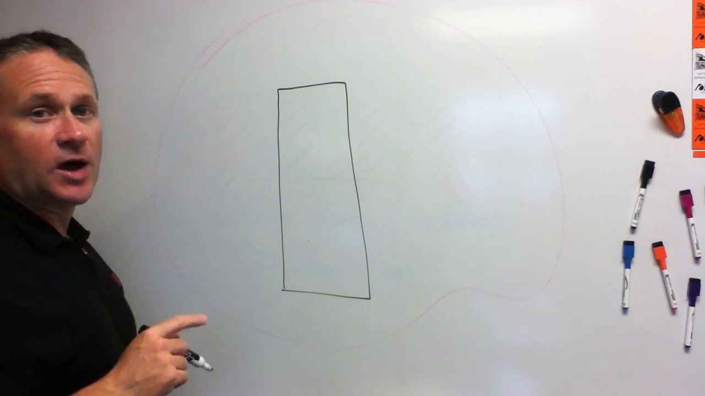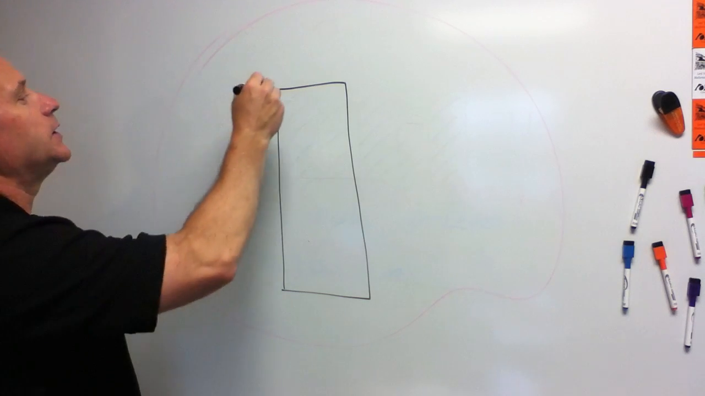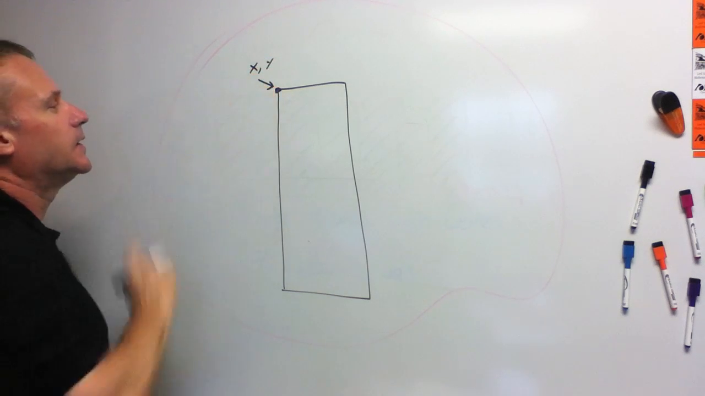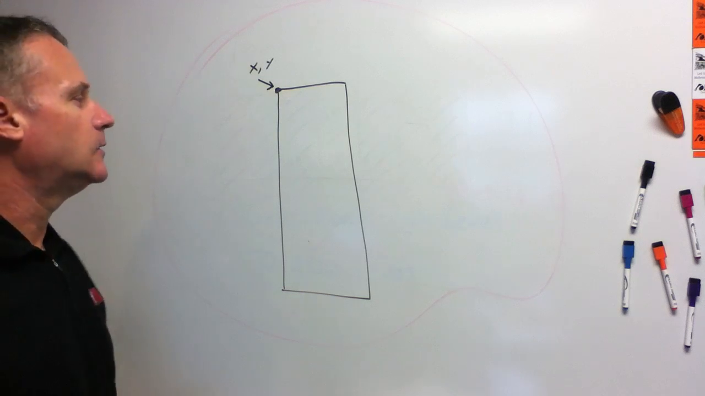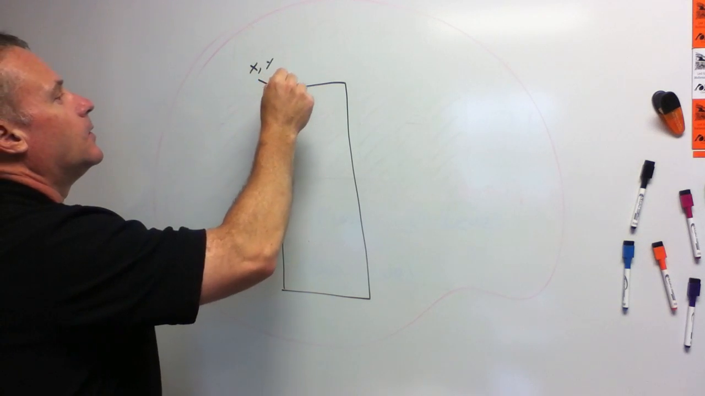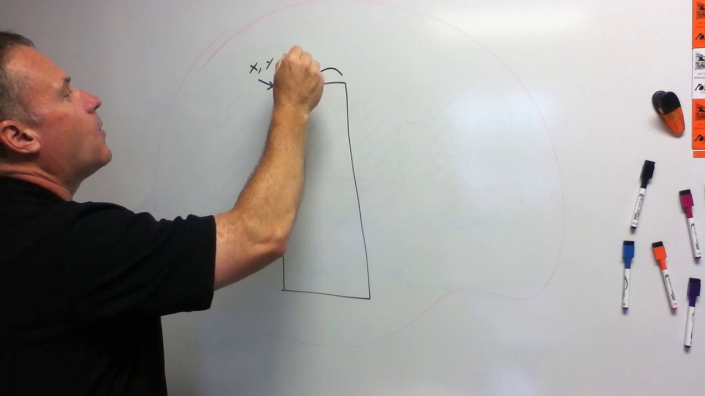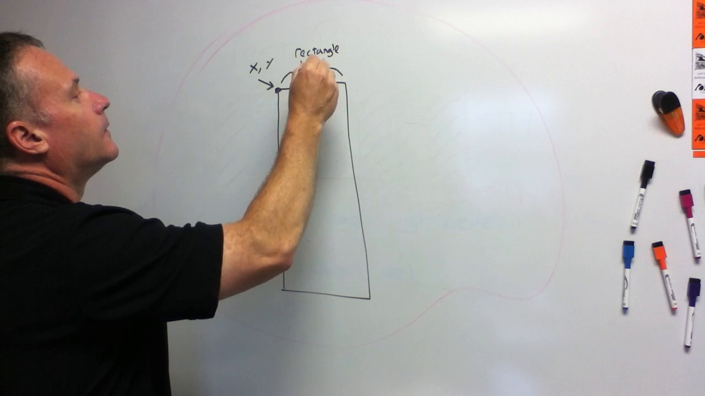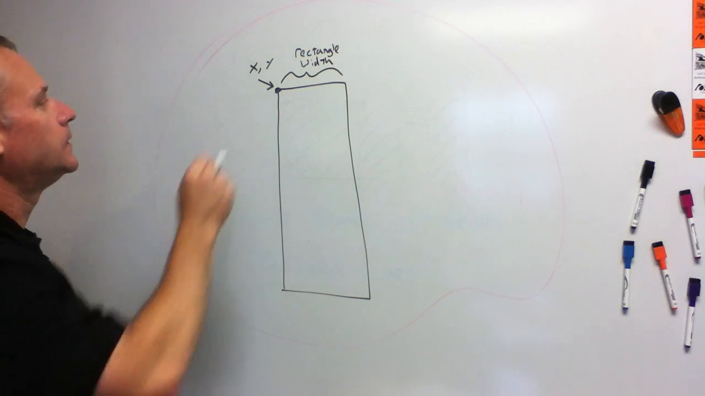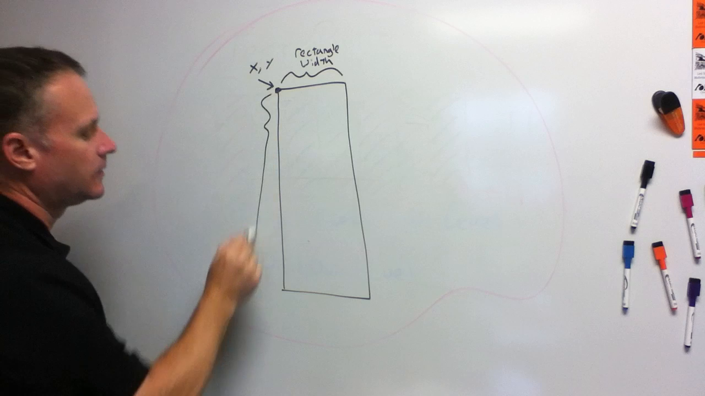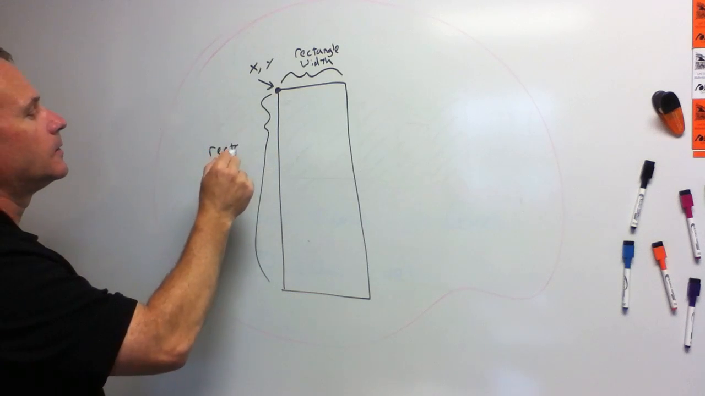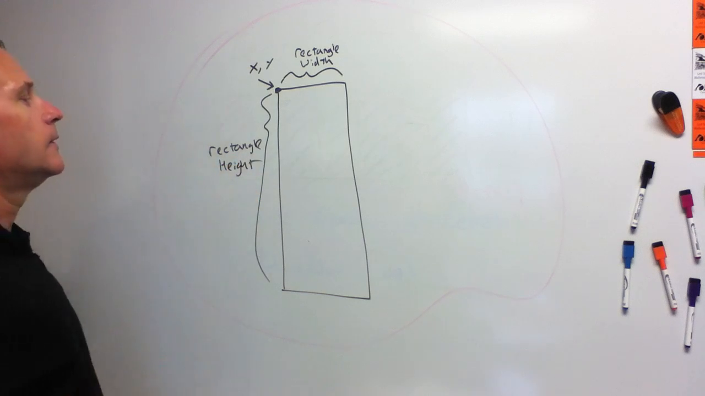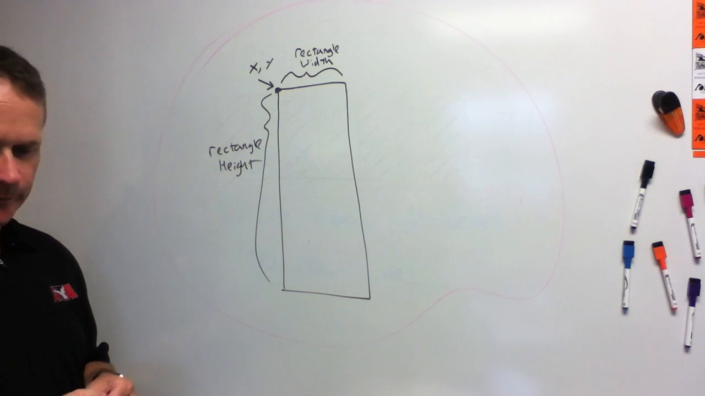In order to draw them, I need to know 4 pieces of information. I need to know the x and y coordinates of the upper left corner of the rectangle. I need to know how wide the rectangle is in pixels, and I need to know how tall the rectangle is in pixels.